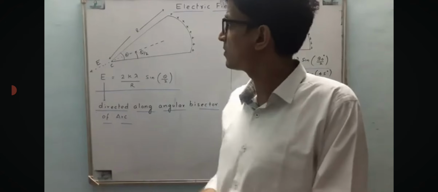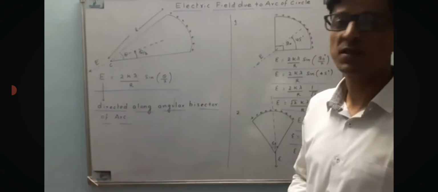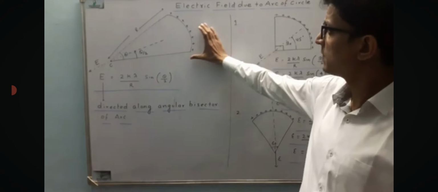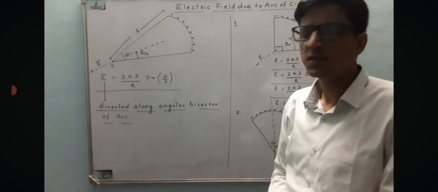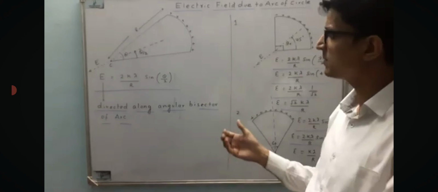Today I will talk to you about the electric field due to an arc of a circle. Suppose we have an arc of a circle of radius r subtending an angle theta. I am omitting the derivation because I am just interested in showing you the trick.